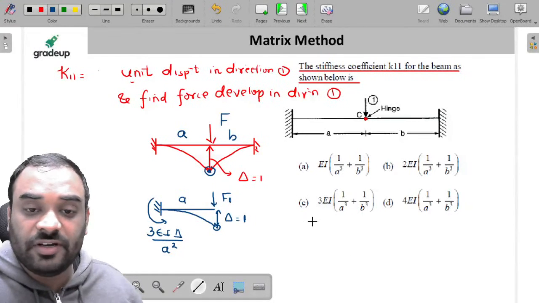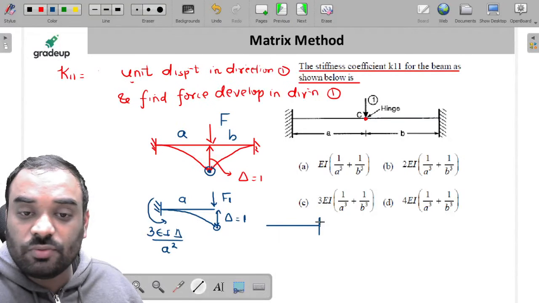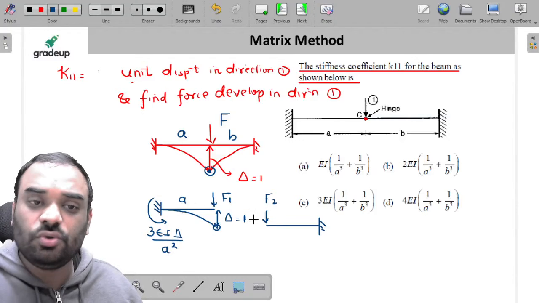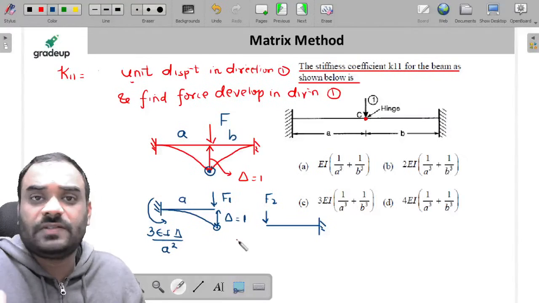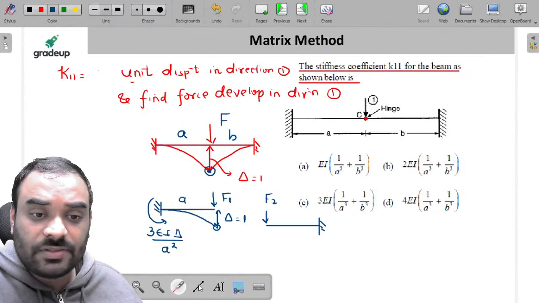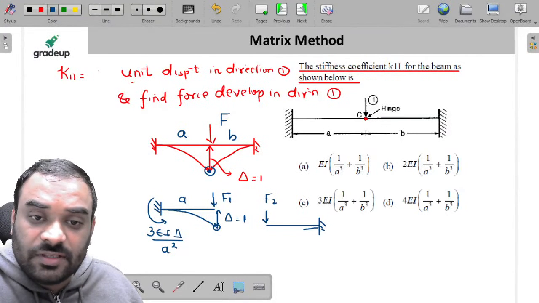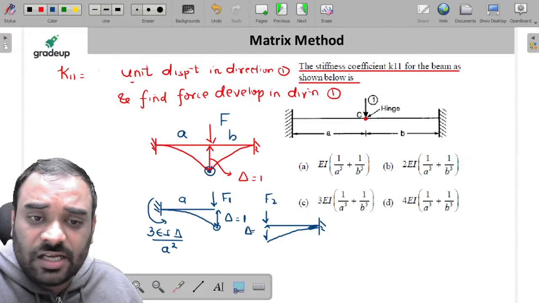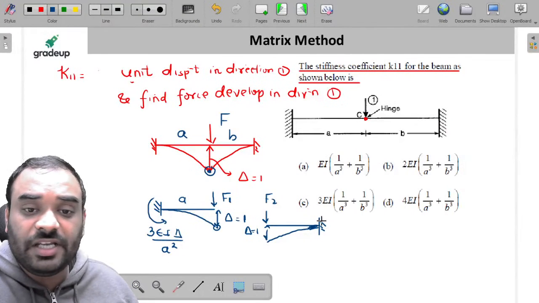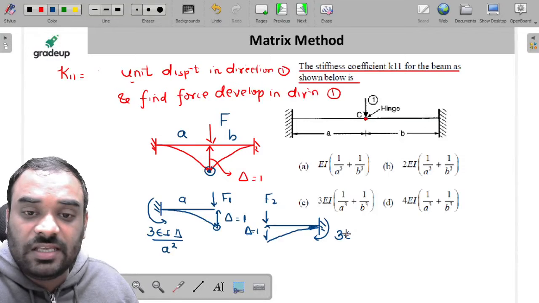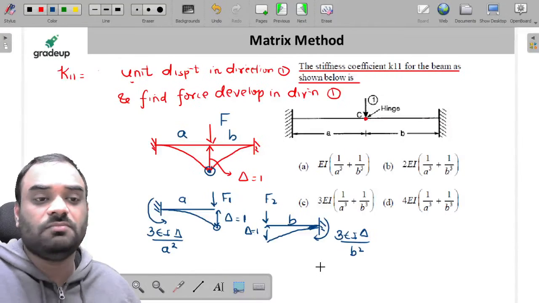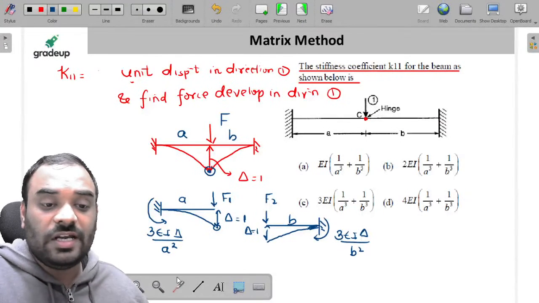In a similar manner, the other part is to be like this. Here it is force F2. You know that F1 plus F2 is equal to 1. It will try to deflect in this manner, slope is 0 over here, and this is our delta, again delta is equal to 1. So this particular moment is 3EI delta by B square, and this distance is B. Now let's solve this one.